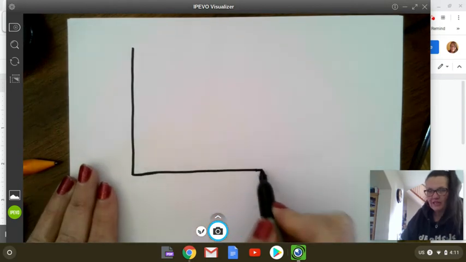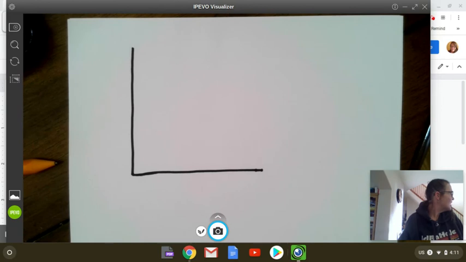I'm pretty sure my dog is throwing up, so that's terrible. Get off the chair.